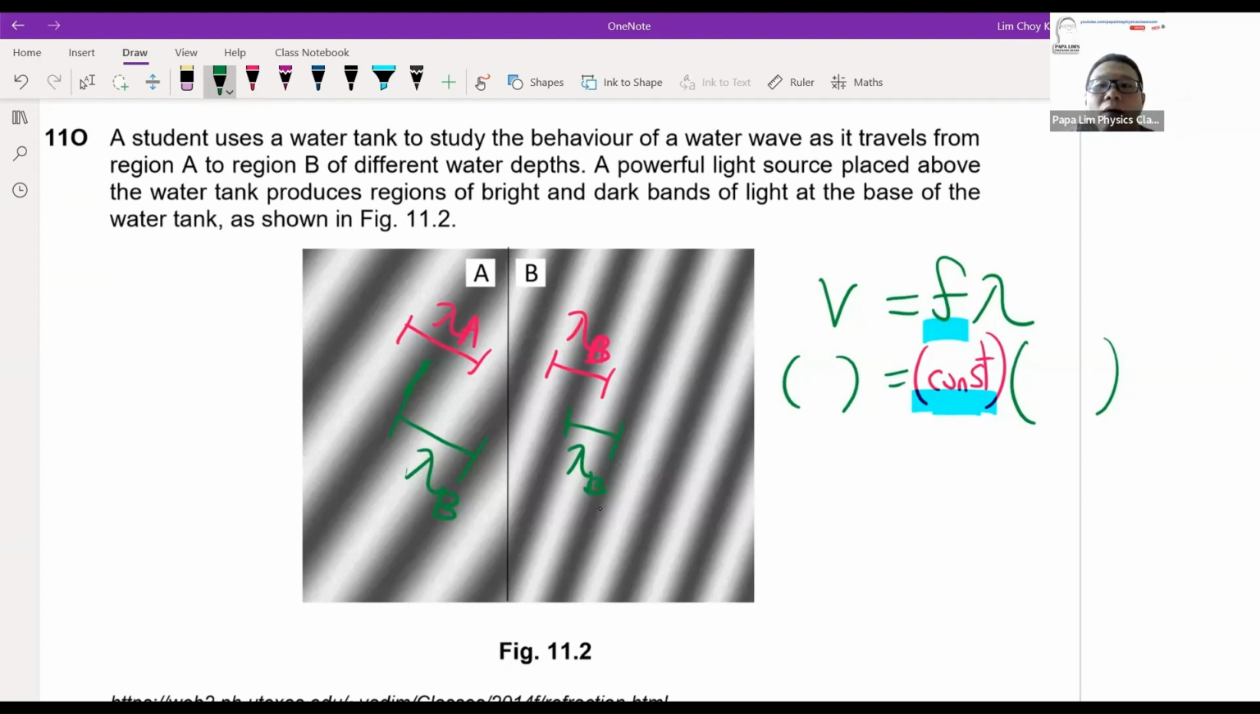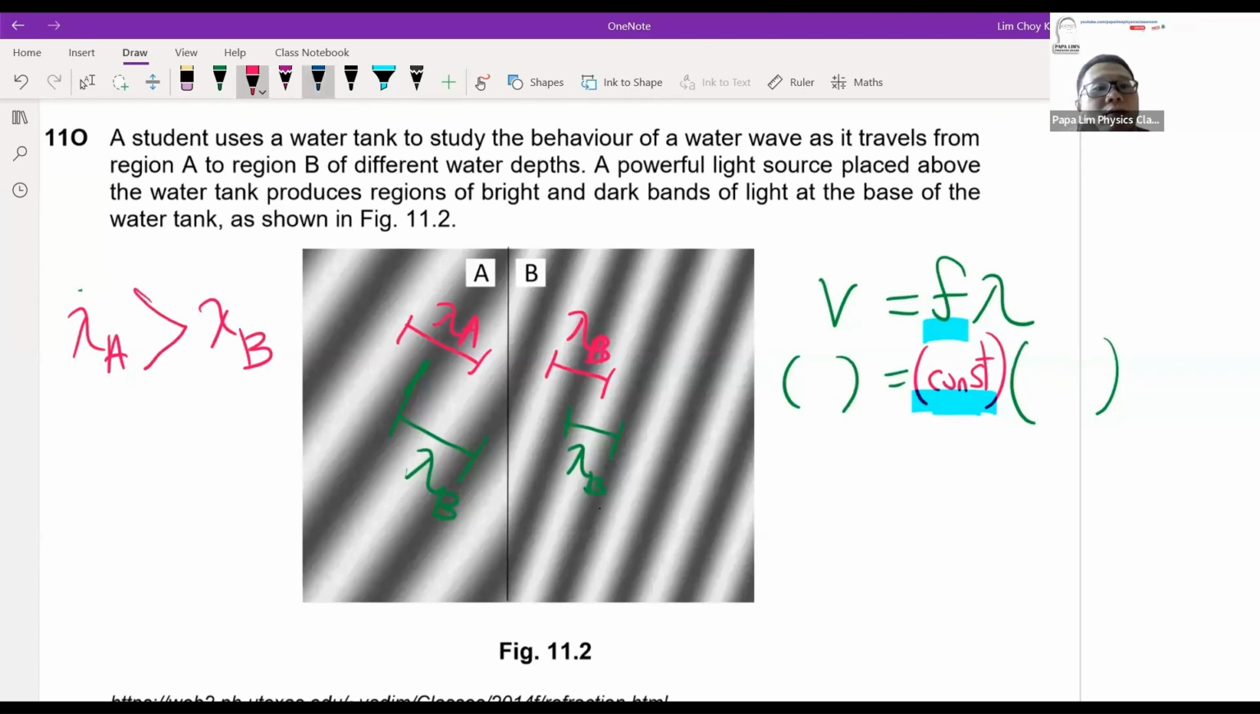And how do I identify the change? It's by identifying the change in the lambda, in the wavelength. For example, you'll find that in A and B, the wavelength of A and the wavelength of B, one obvious thing you look at, the wavelength of A is much bigger than the wavelength at B.